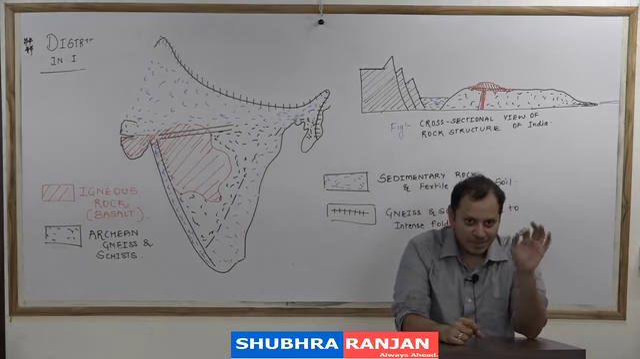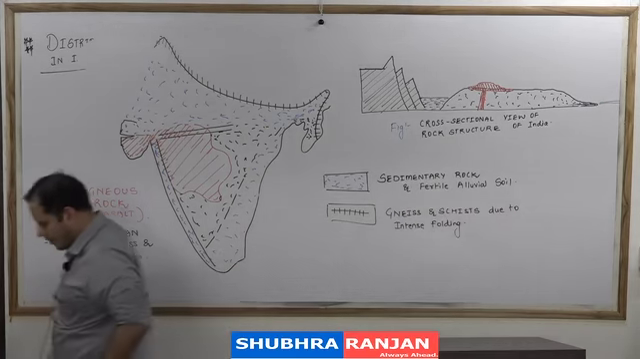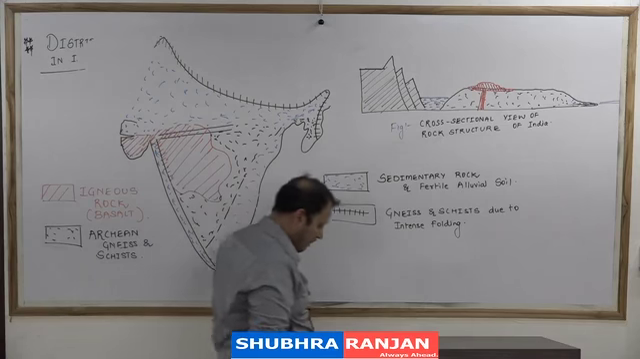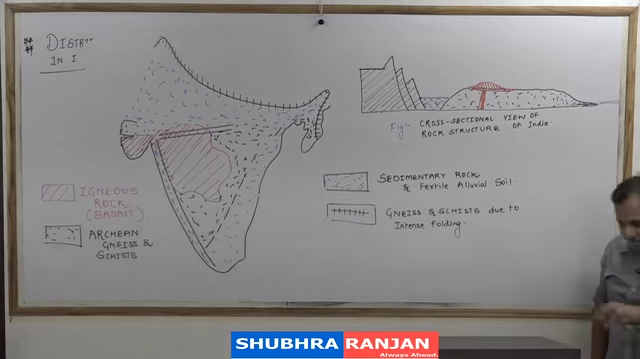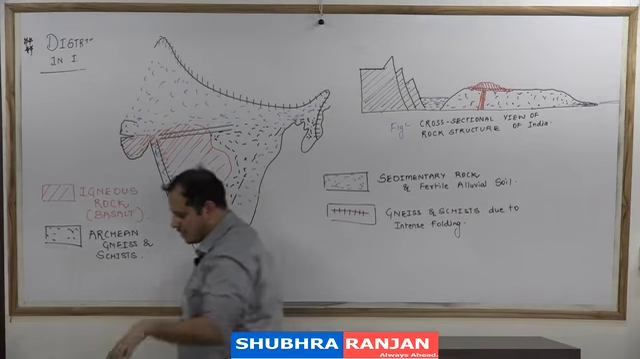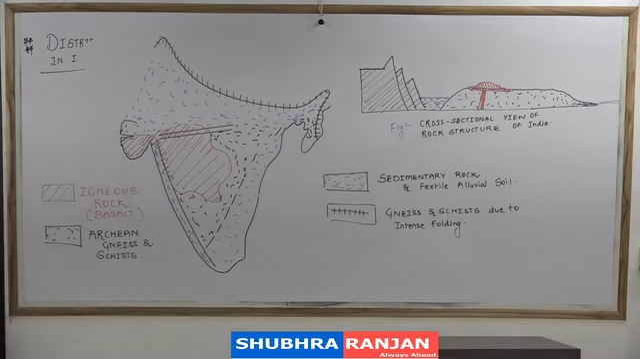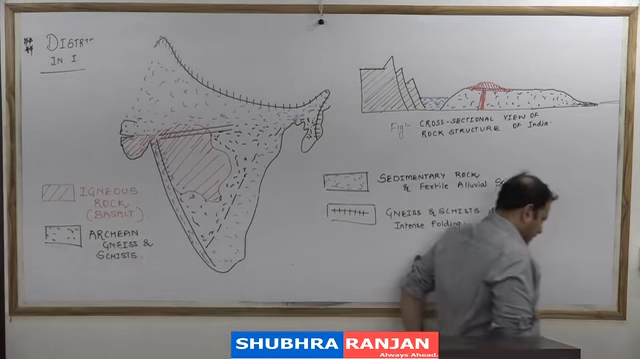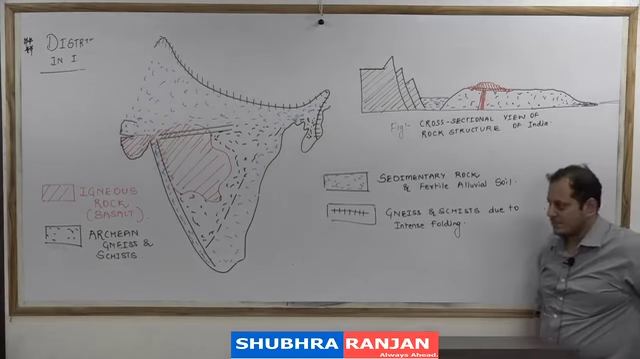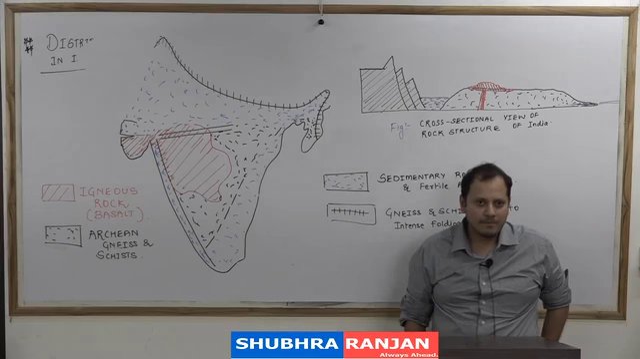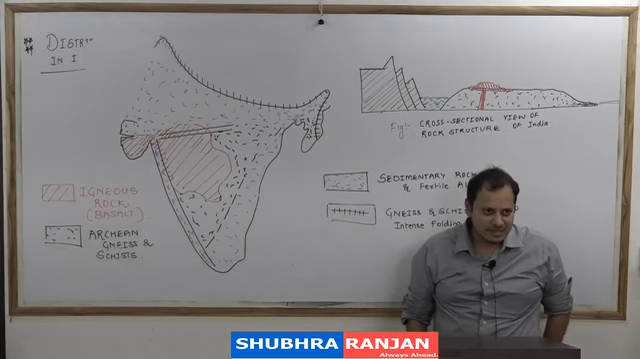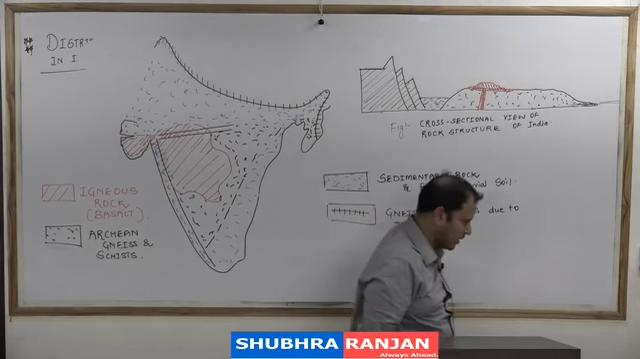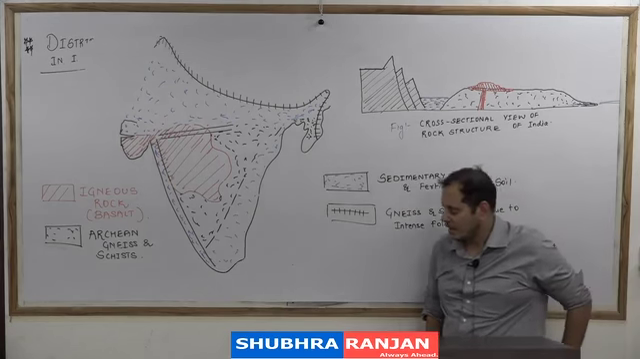Now you take down some of the points. The peninsular plateau has the oldest landmass in the world, and therefore the rocks are metamorphic, that is Archean, gneiss and schist.